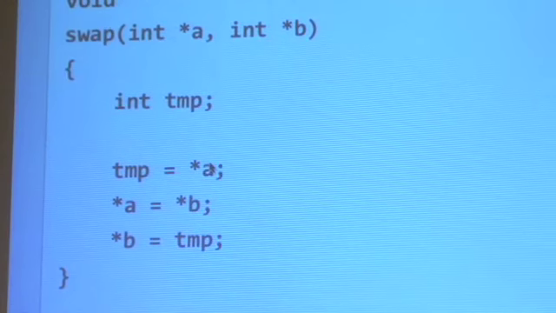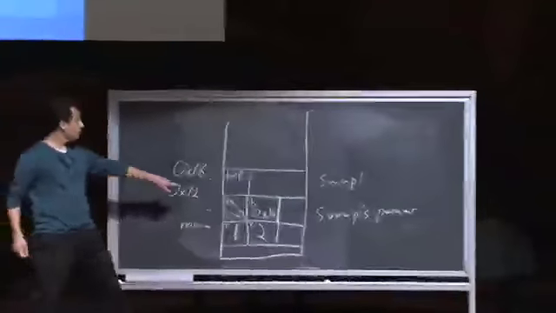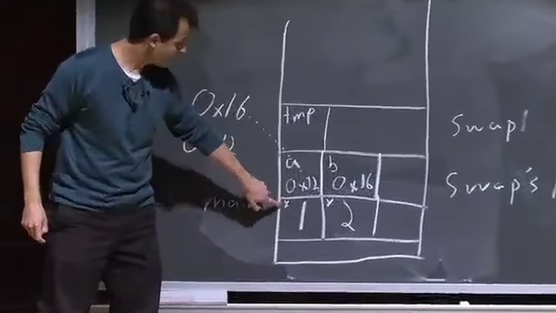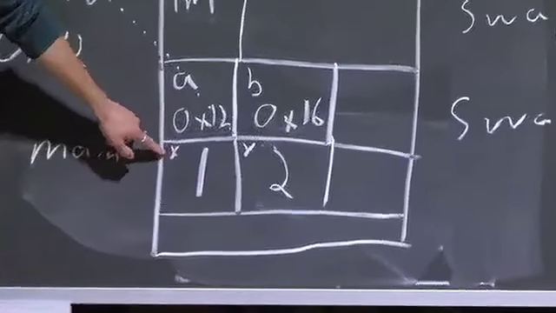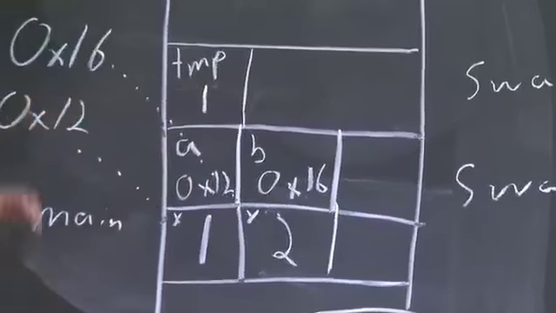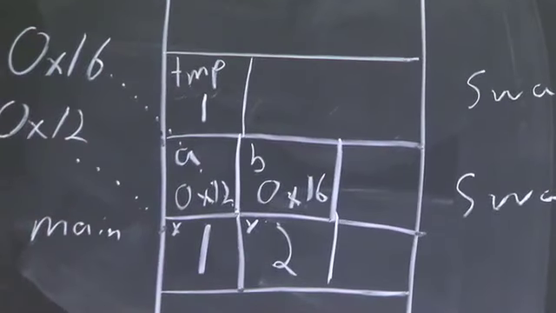1. Go to the address A, get what's there. This is the address A, 0x12. Get what's there, which is 1, and put 1 where? Inside of temp. So that's it. So new syntax, but it's relatively simple.